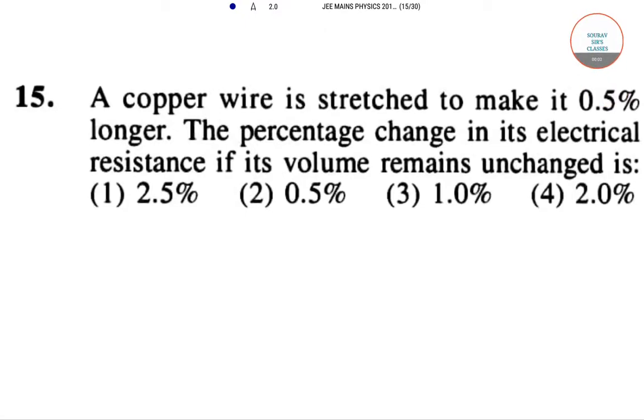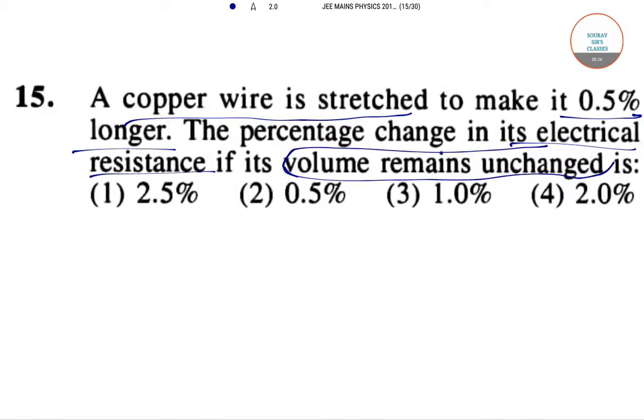Today, let us talk about the Joint Entrance Main Physics Question Paper 2019. Here, a copper wire is stretched to make it 0.5% longer. If its volume remains unchanged, what is the percentage change in electrical resistance?